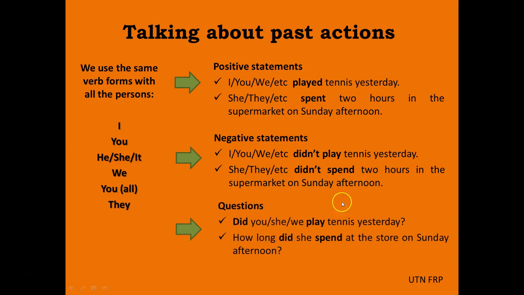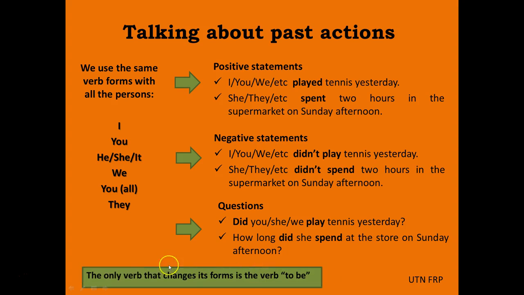And now for questions. Did you, she, we play tennis yesterday? Yes, we did. No, we didn't. How long did she spend at the store on Sunday afternoon? She spent 2 hours. The only verb that changes in its forms is the verb to be.